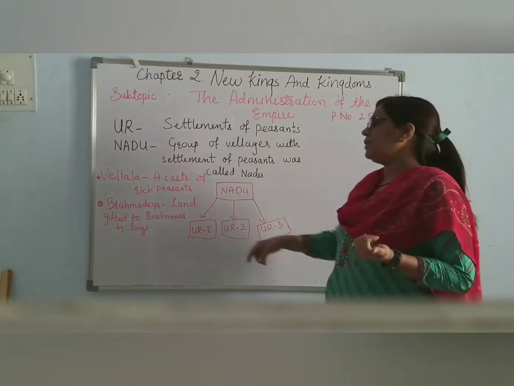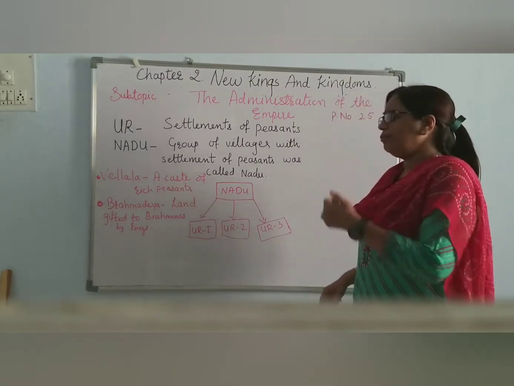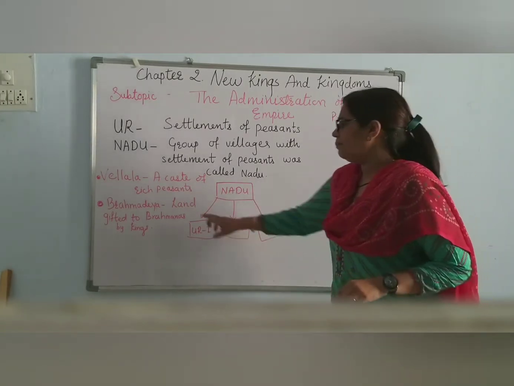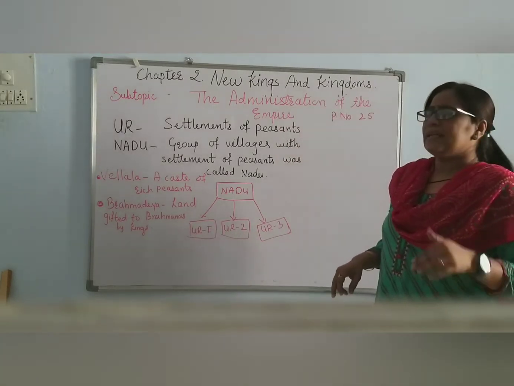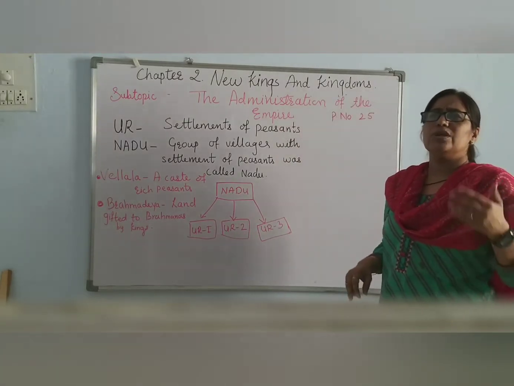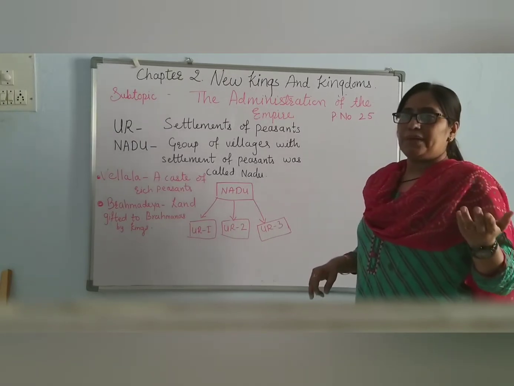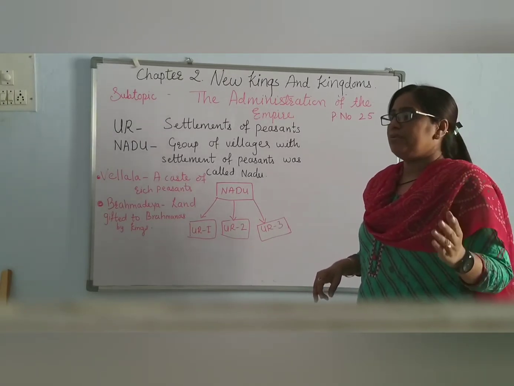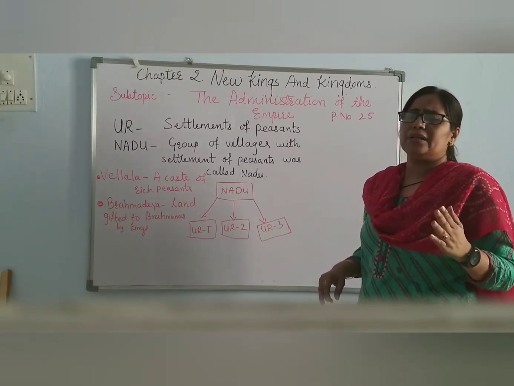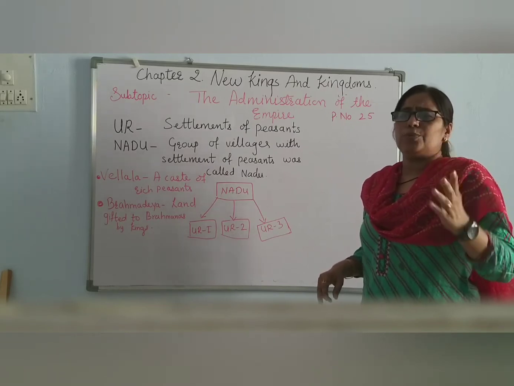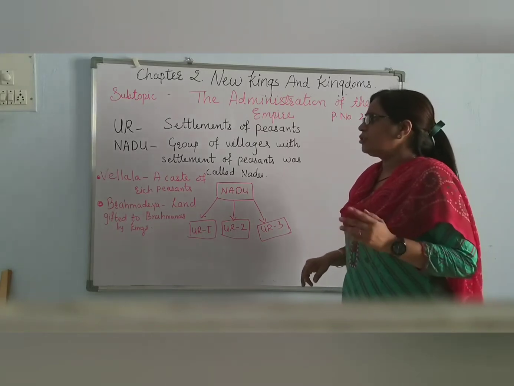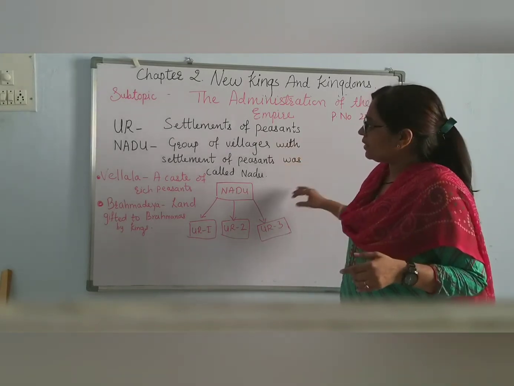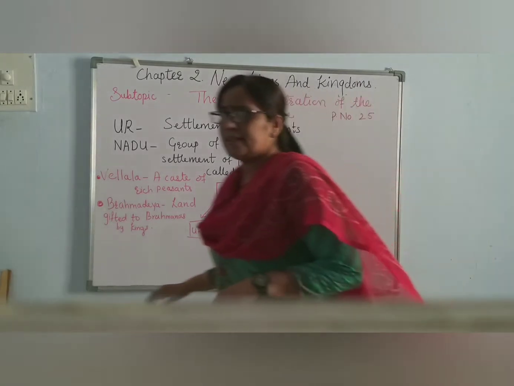Then another term is Vela. A caste of rich people is called Vela. Then Brahmadeva, land gifted to Brahmins by kings. Last year we studied how the king used to give land to the Brahmins. One part of the land they used to give to the Brahmins because they felt the Brahmins were the topmost persons of the society. We are going to study further in detail.